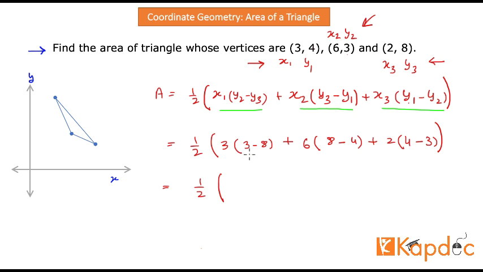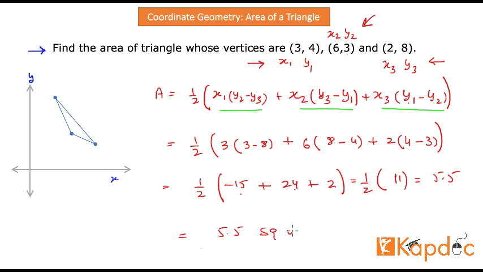The remaining is a very simple computation. So 3 minus 8 is -5 times 3 is -15, plus 8 minus 4 is 4 times 6 is 24, plus 4 minus 3 is 1 multiplied with 2 is just 2, which will be 1/2 times (24 minus 15 plus 2), which is 11, so 5.5. So the area is 5.5 square units, whatever those units were, whether they were centimeters or inches or however we define our XY coordinate plane. So you see that once you have the coordinates of a triangle defined, it is very simple and fast to compute the area of a triangle using this formula.